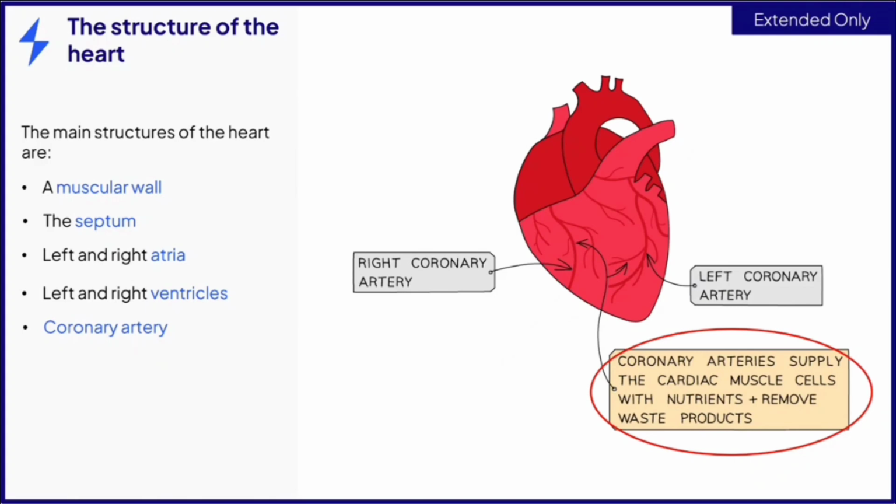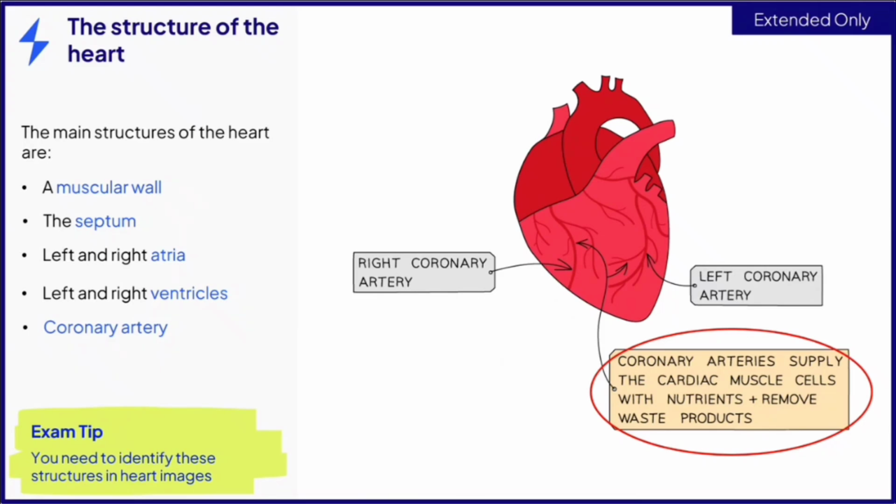These are responsible for delivering oxygenated blood to the heart cells themselves, remembering that heart cells also need to carry out respiration and all other cell processes. You're expected to be able to identify these structures and also the major blood vessels of the heart, which you can learn about in our previous videos.